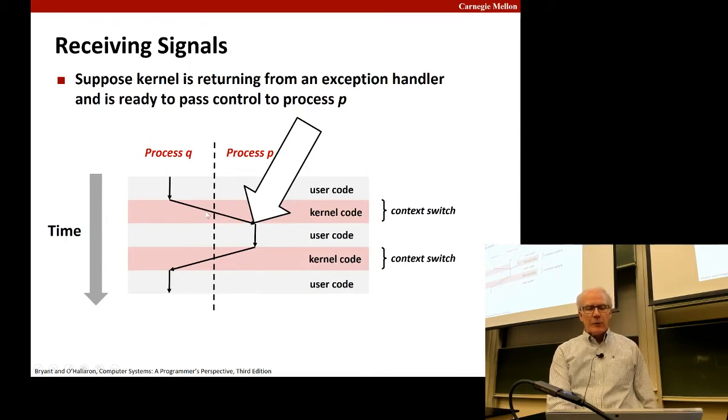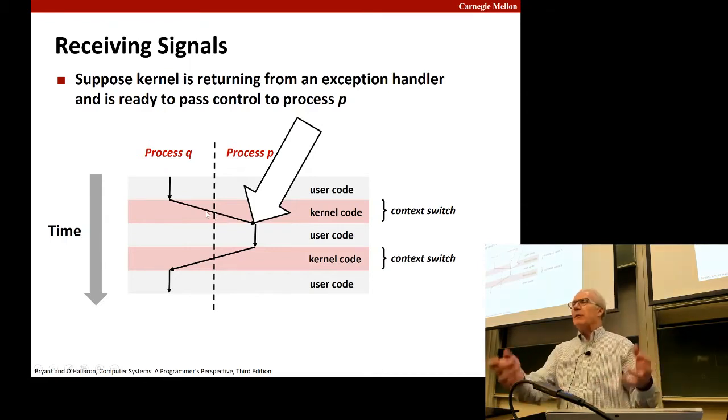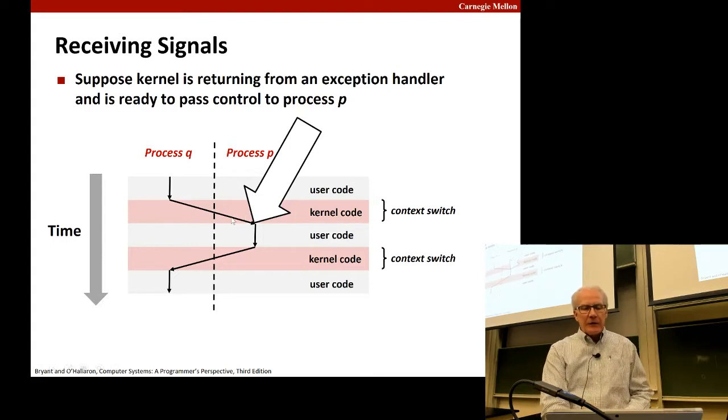But at some point, if it's going to do a context switch, what it will do is transition. It will store away whatever state it needs about process Q and load up from somewhere in its memory information about process P. And then when it's got that all loaded, it will begin executing the user code. So that's the normal context switch, going between process Q and process P.